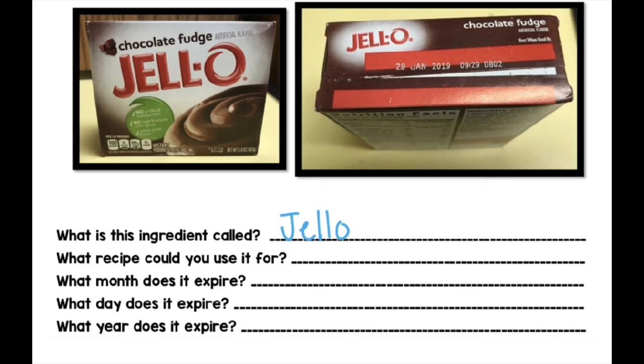What recipe could you use it for? This is a fun question, so you can talk with your family, and your parents might have an idea of how you can use this, or you might have a favorite food that requires the ingredient of Jell-O. I used to work at camp, and we used to make worms and dirt, where we would do chocolate Jell-O with some crushed Oreos that kind of look like dirt, and then we would put some gummy bears in it. So I'm going to write worms and dirt.